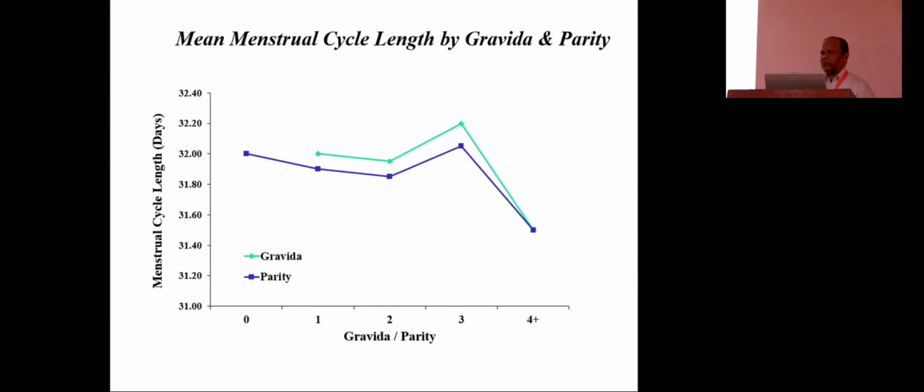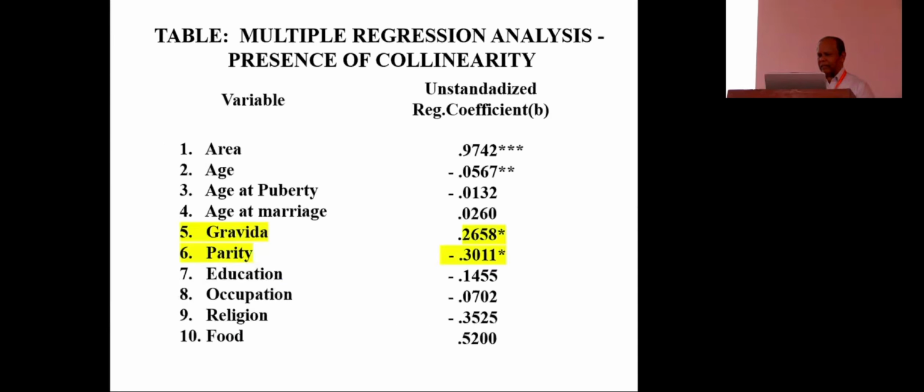Do you see a good correlation between the two? They are all mimicking the same, whether you use rural gravida or parity. Okay, highly correlated data. I did the regression analysis. Now, someone has to interpret the gravida regression coefficient and parity regression coefficient.